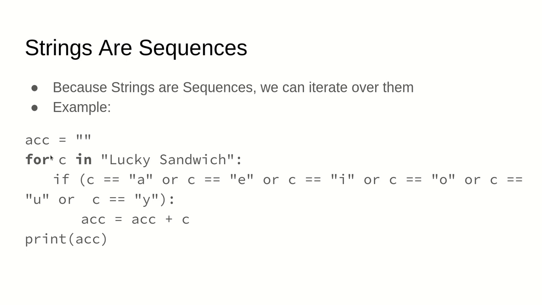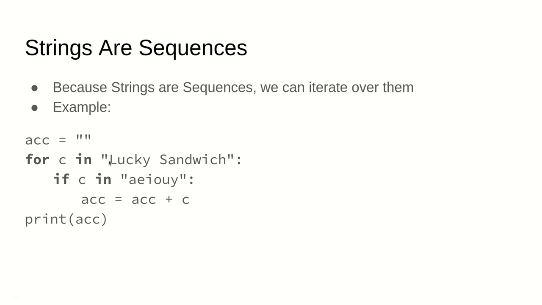So here I'm saying if my character is the letter A, or if my character is the letter E, or if my character is the letter I, etc., basically checking if it is a vowel. If it is a vowel, I add it to my accumulator. So this will look through the string lucky sandwich, and it will keep only the vowels from it, only U, Y, A, I from that original string. And then it prints out the resulting accumulator at the end. So this loops over every character in the string.